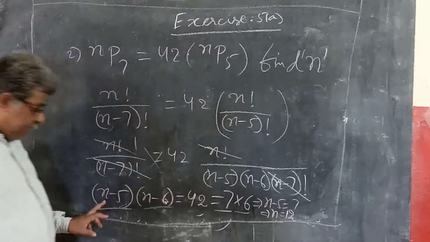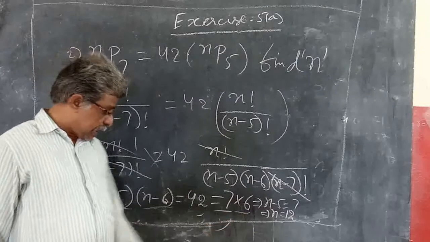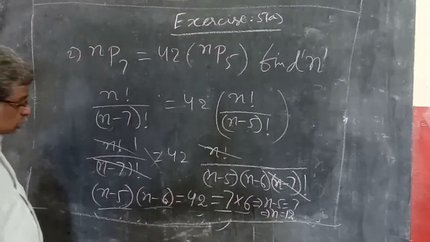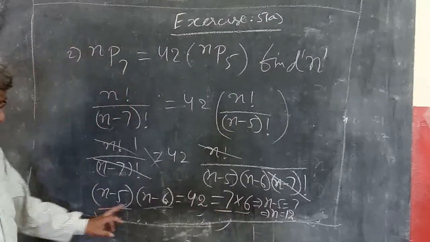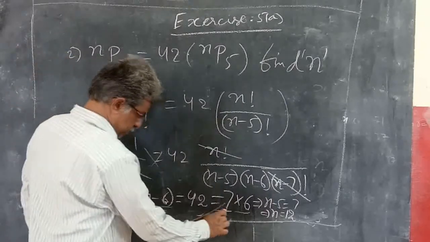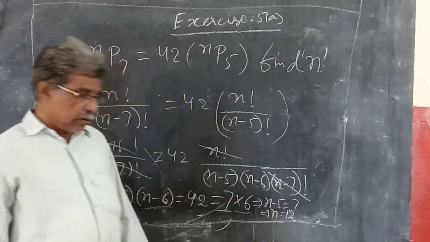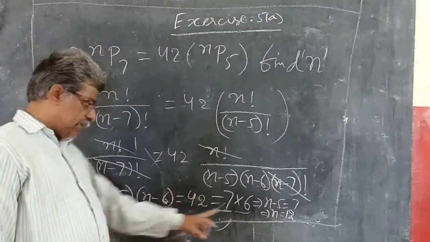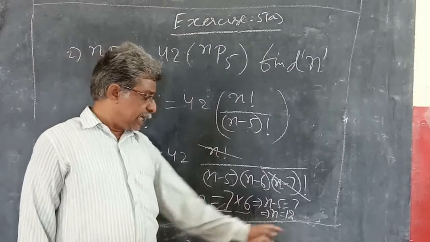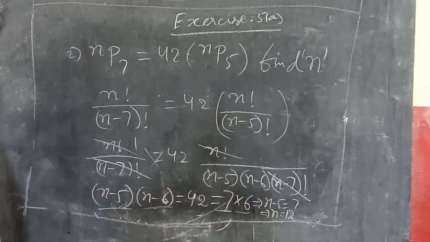See, (n-5)(n-6) equals 42, I can write as 7 into 6, means two consecutive numbers, because these two are also two consecutive numbers. Now by equating n-5 to 7, n equals 7 plus 5, 12. Same if I take this also, n-6 equal to 6, then n is automatically 12. So our n is 12.